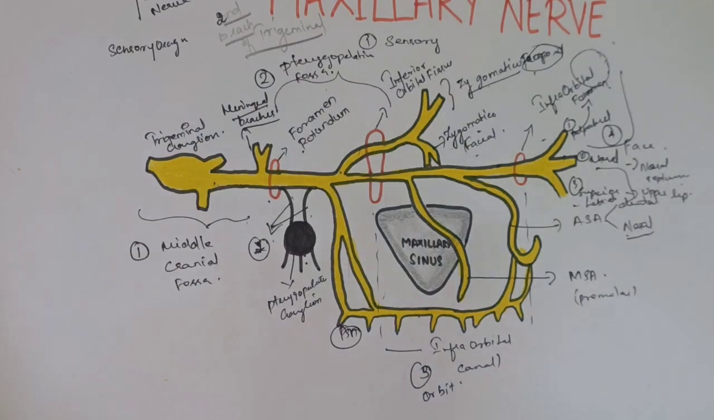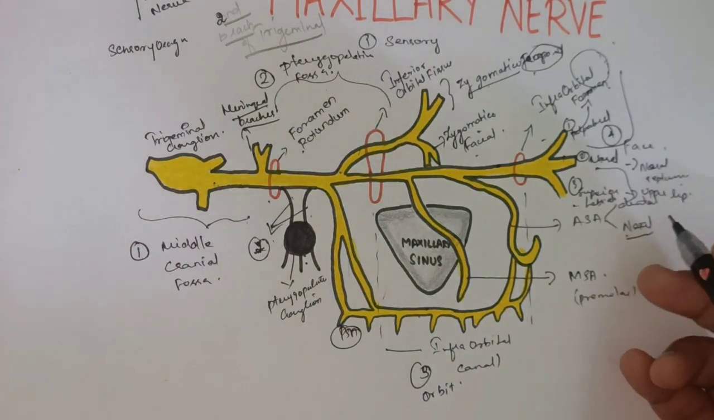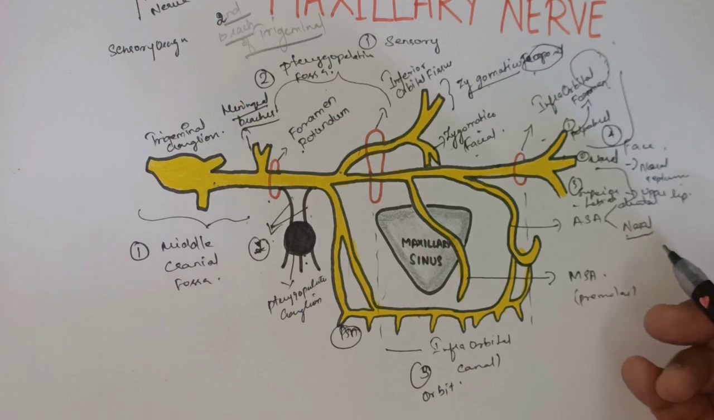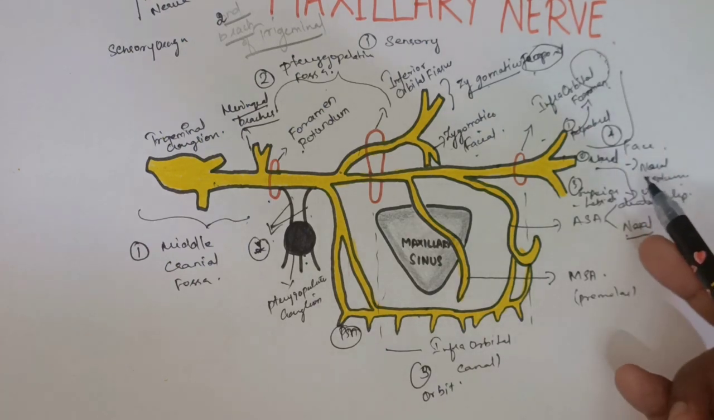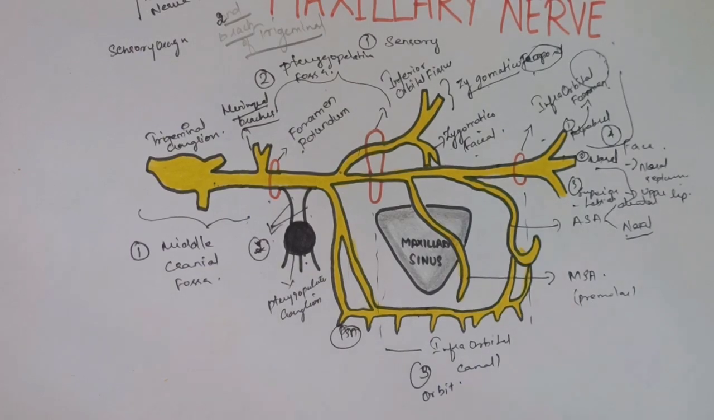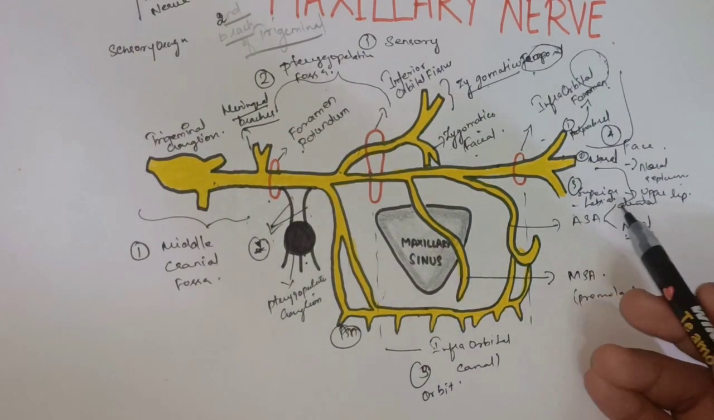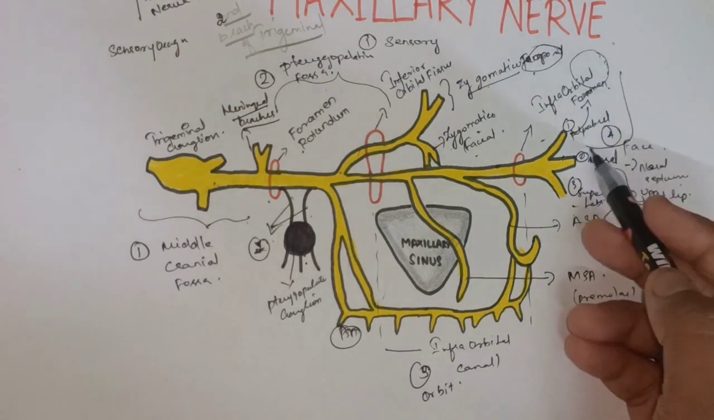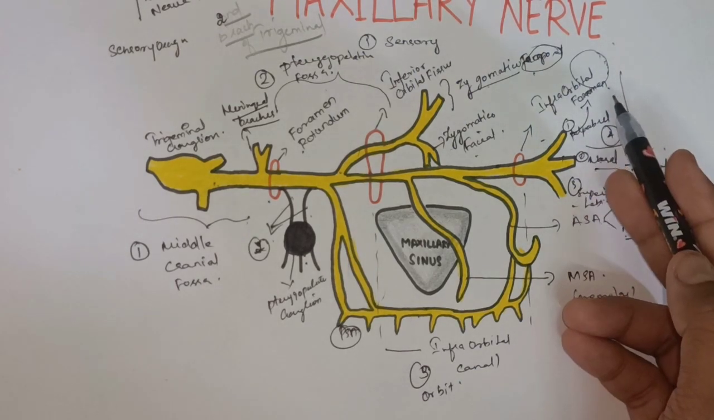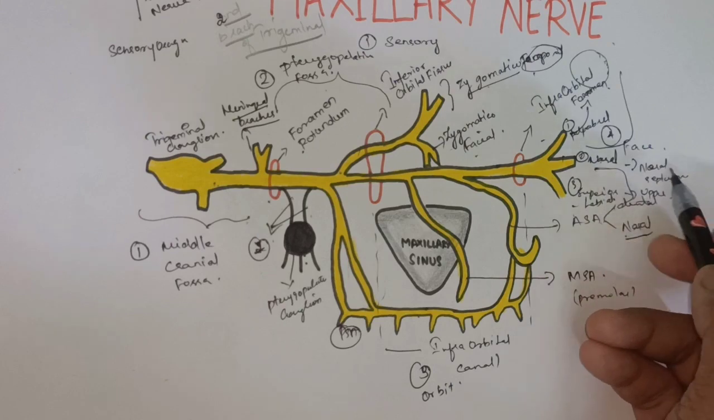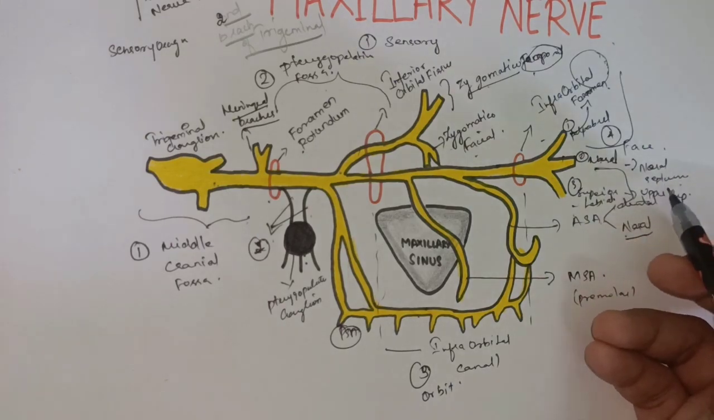Fourth is on the face, it has three branches: palpebral, nasal and superior labial. Palpebral branches run upwards and supply the skin of the lower eyelid. Second branch is your nasal. Nasal supplies the skin of the side of the nose and the mobile part of the nasal septum. And the third one is your superior labial, which supplies the skin and mucous membrane of the upper lip.